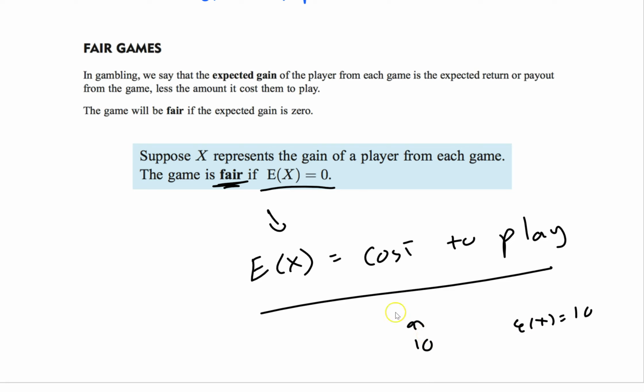If it's the other way around, it only costs $2 for the game, but you make $10 on average, play that game like crazy. Just keep voting for Mudlark. Right? But that's the general idea of a fair game.